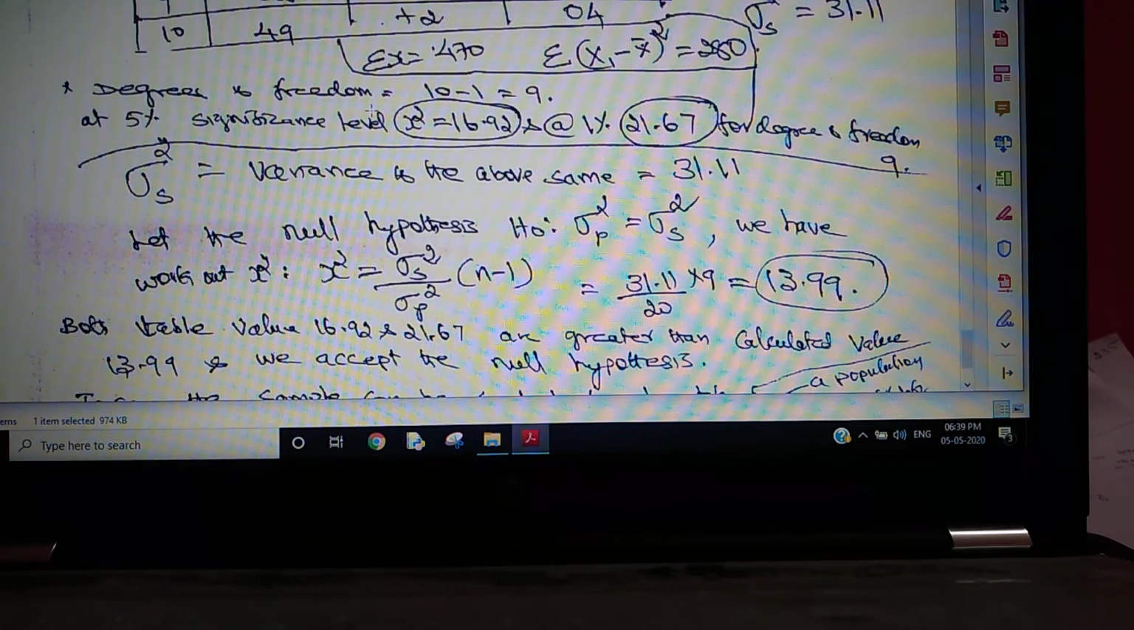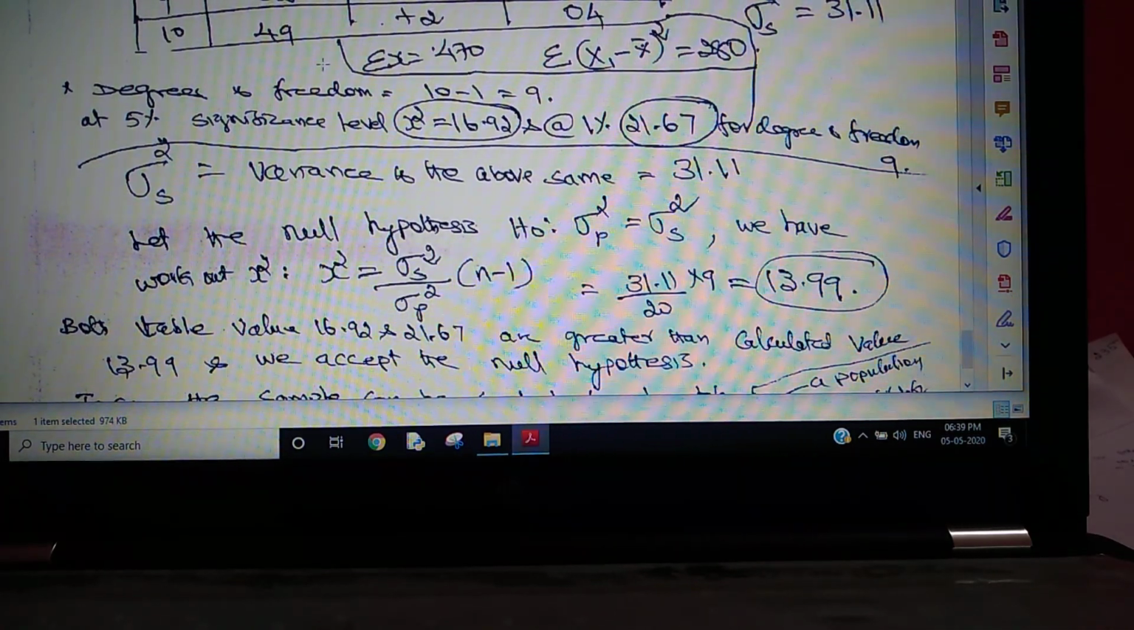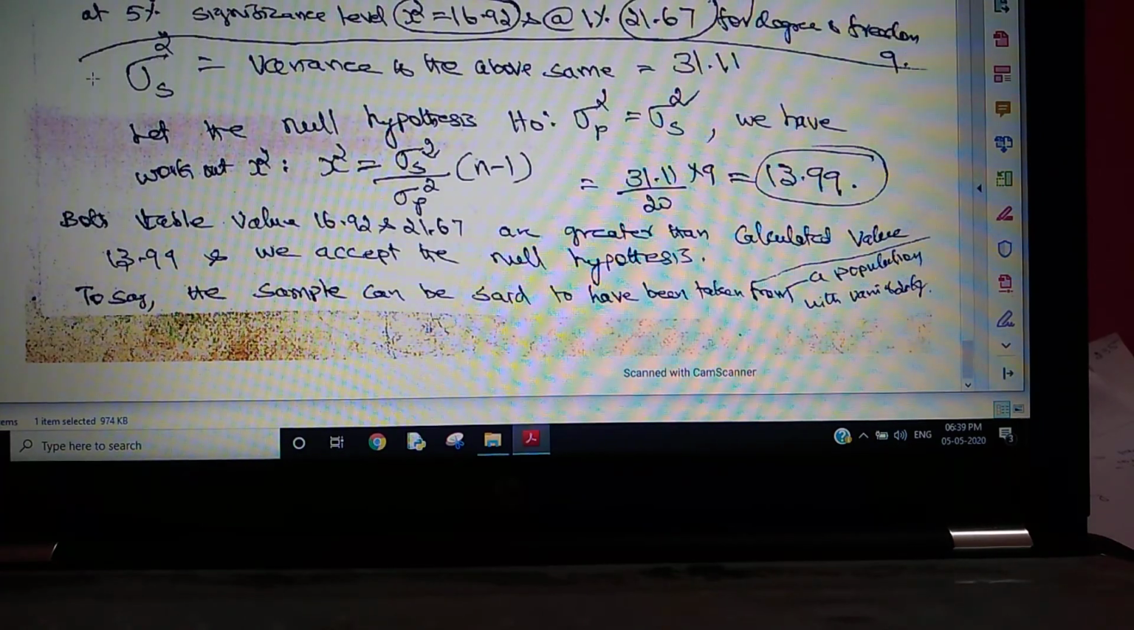Let the null hypothesis H0 be sigma s squared equals sigma p squared. Work out chi-square. Chi-square is equal to sigma s squared divided by sigma p squared, into n minus 1. That is 31.11 divided by 20, into 9, which is 13.9. This is the calculated value. The table values 16.92 and 21.67 are greater than the calculated value of 13.9. We accept the null hypothesis, to say the sample can be said to have been taken from a population with a variance of 20 kg.